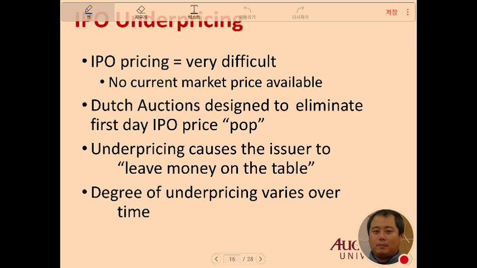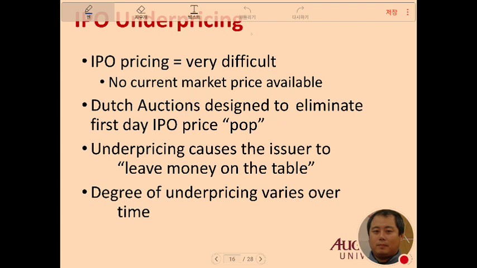We don't want to see the price pop up a lot, so that the IPO price is too low, and the issuer side or underwriter side actually gets less benefit. So Dutch auctions are designed to eliminate this type of first-day IPO price pop. But in many cases the price does pop, and this is called IPO underpricing.